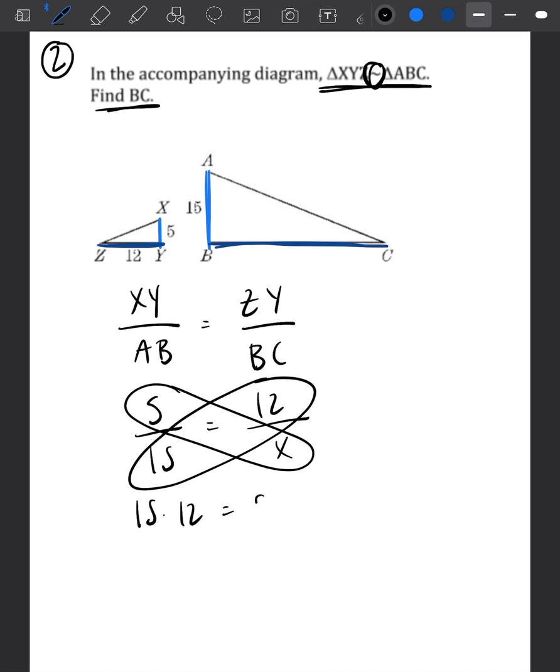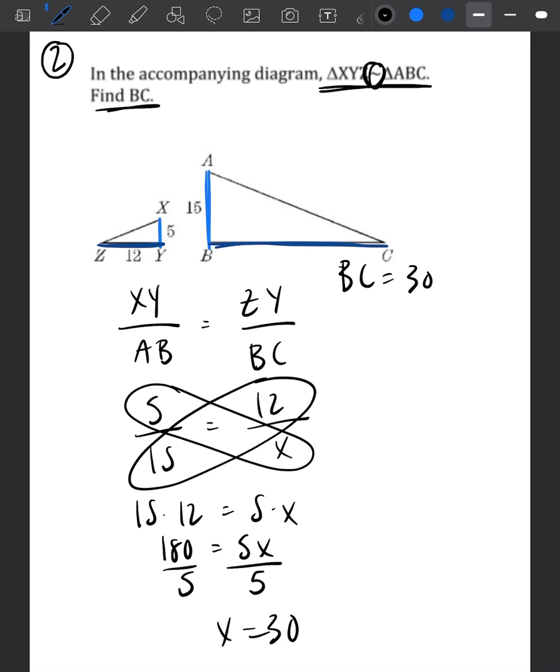15 times 12 equals 5 times X. 15 times 12 is 180. We'll do 5X. You can divide both sides by 5, and X equals 30. So our side length BC is 30.